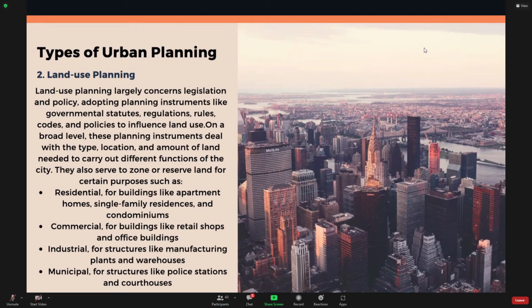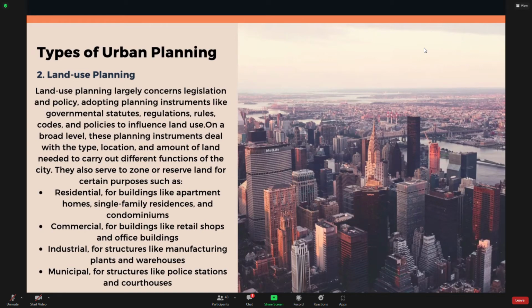Whenever the local authorities come up with a new zoning, they need to give access to information to the community in the area, so that they know that their area is zoned as residential, commercial, industrial, for example. So this is very, very important.